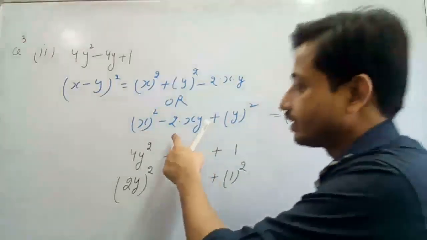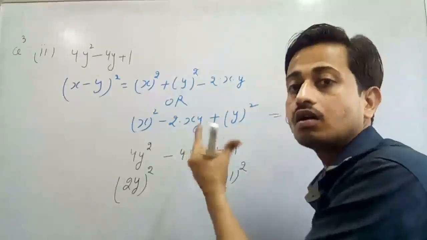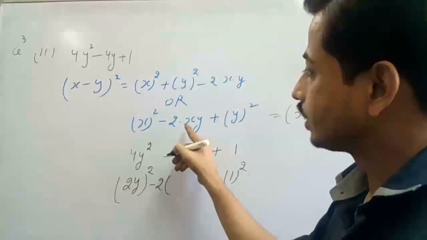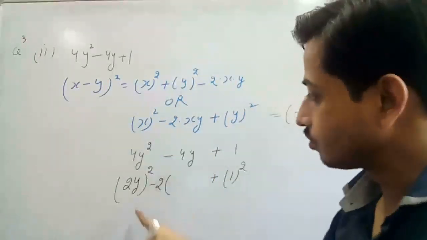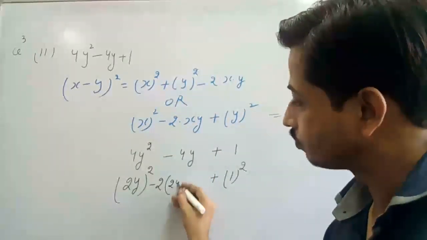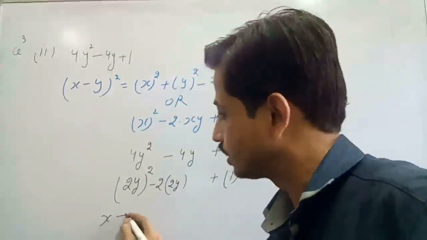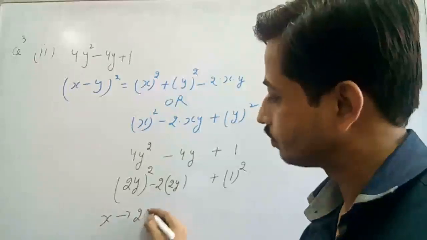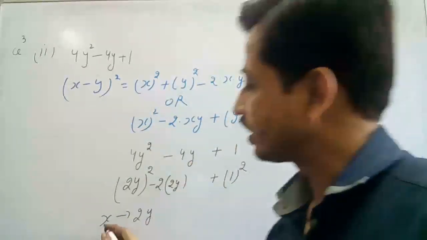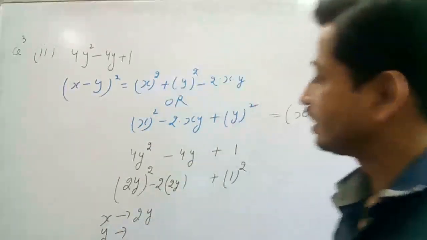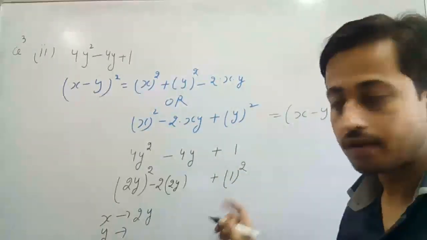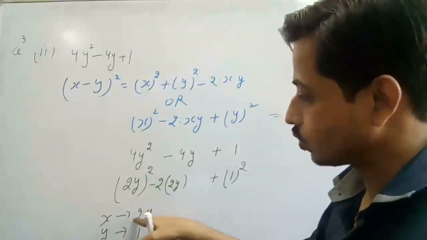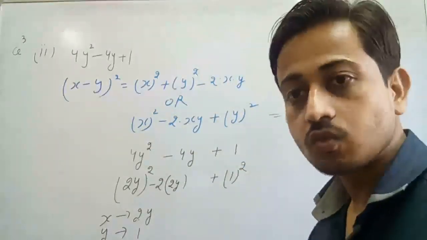So apply this identity and see whether you get this term or not. It's our step. So what's the identity? Minus 2 into x into y. X represents our first term, and the first term here is 2y. Y represents our second term, and the second term I am considering as 1. So 2 into x into y is 2 into 2y into 1.